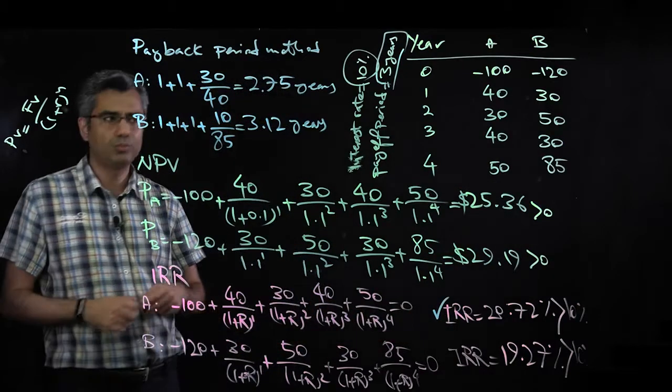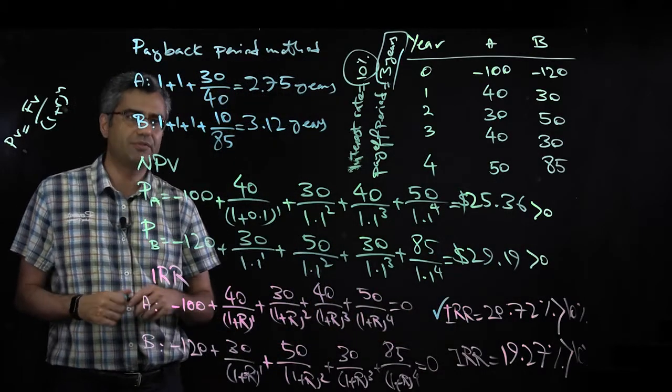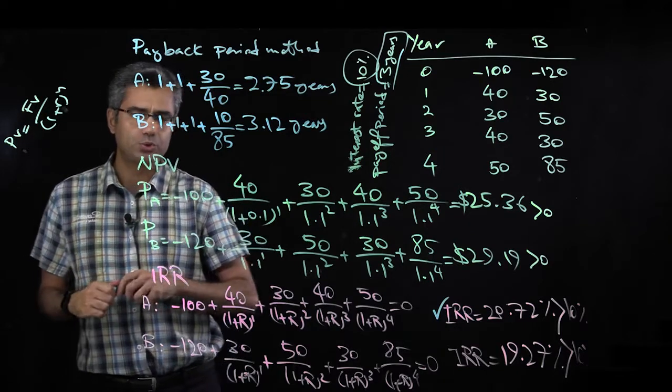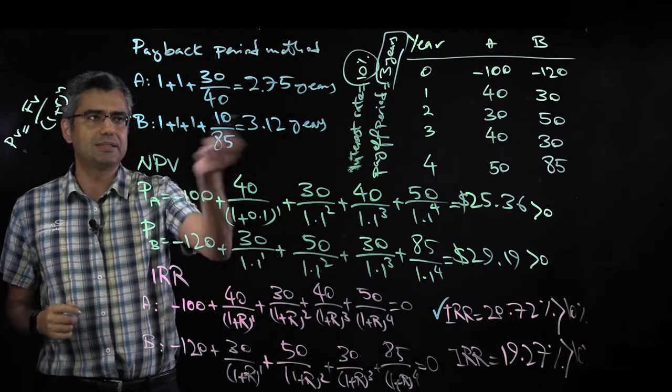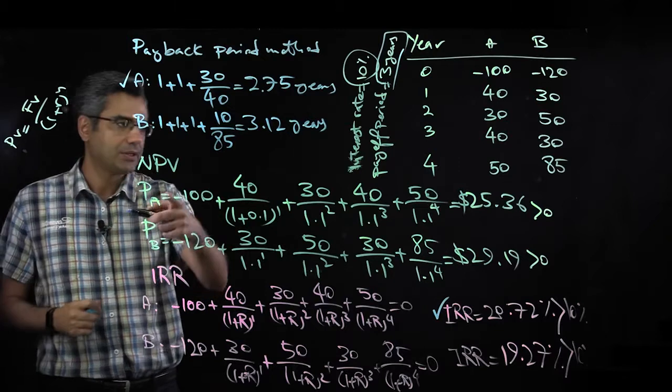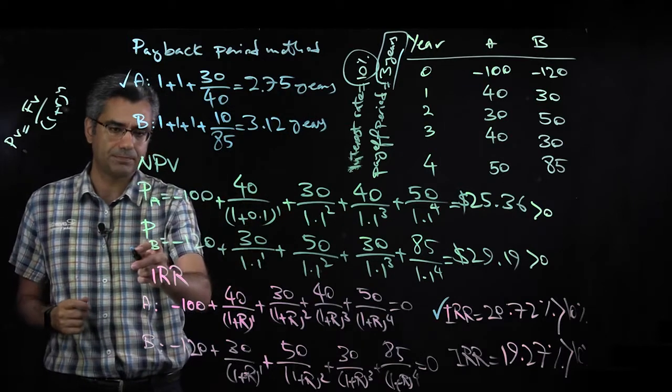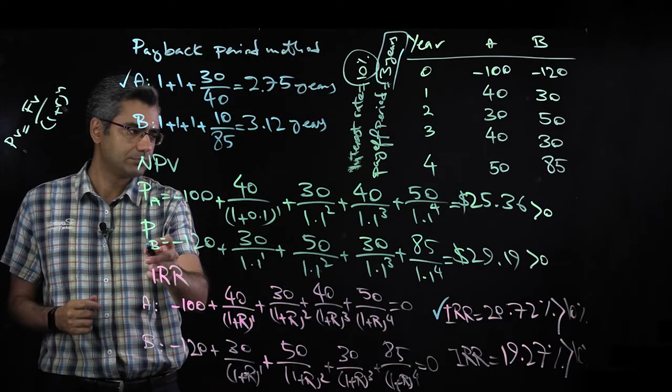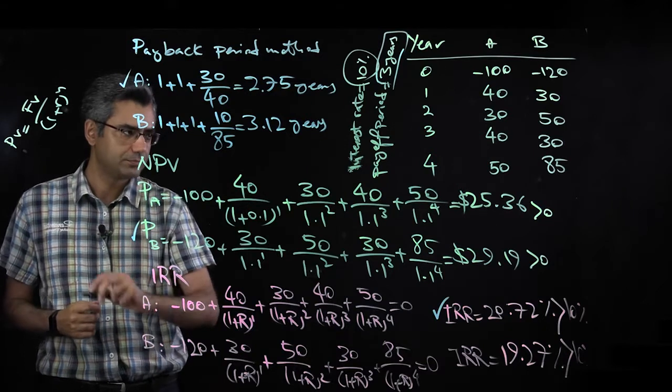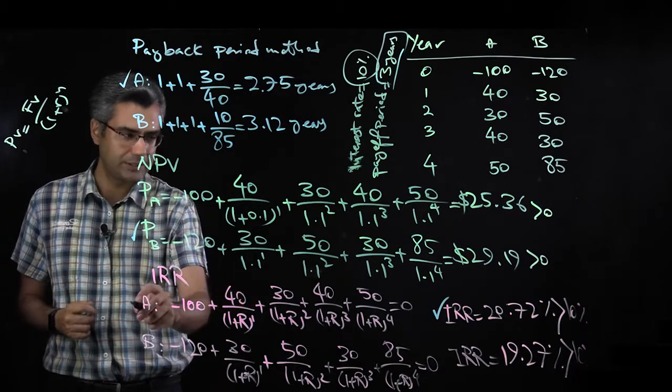So now let's assume the projects are mutually exclusive. If they are mutually exclusive, we need to choose the best one. Then in this case, the best one is A. Here, the best one is B. And here, the best one is A.